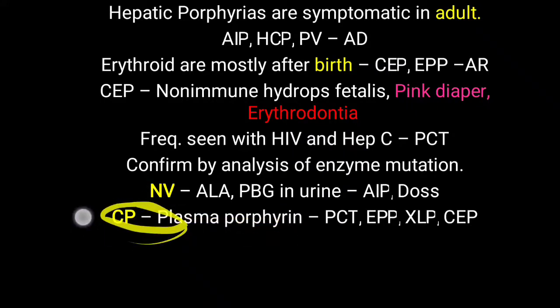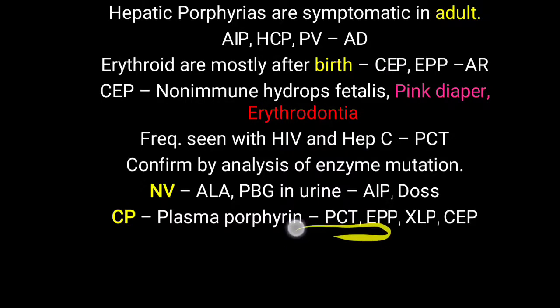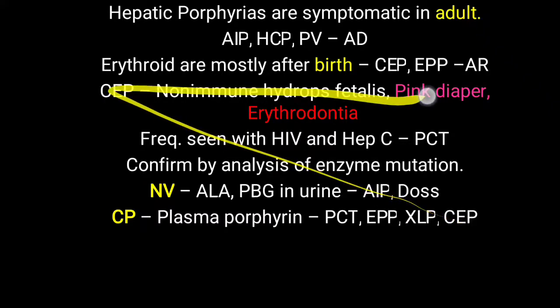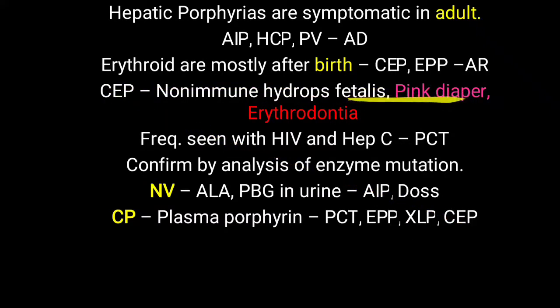So if cutaneous photosensitivity is there, even with blistering skin lesions, then you have to go with the particular plasma porphyrin level, either coproporphyrin, protoporphyrin, or uroporphyrin. That will give an idea whether it is Porphyria cutanea tarda, erythropoietic protoporphyria, X-linked porphyria, or congenital erythropoietic porphyria. Now for CEP, you can remember erythrodontia, and in a young child a pink diaper, and that will give a clue about congenital erythropoietic porphyria.